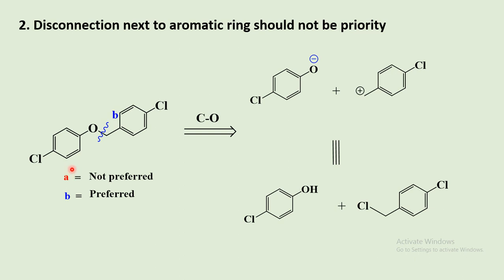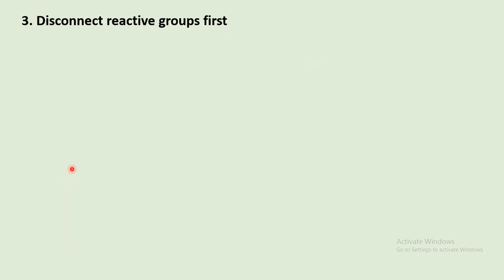So in this rule we have said that we should not break the bond in priority that is attached with a ring. Now the next rule tells you that the disconnection of the reactive group should be done at the instant, or it should be done at the first priority. So that can be understood by the following example. In this example you can see that we are having two functional groups. One is amide, CONH, while the other one is ether. Now we can disconnect either this functional group, that is our ether, or we can disconnect the amide in priority. So which one will be broken at the priority, that will depend upon their reactivity.